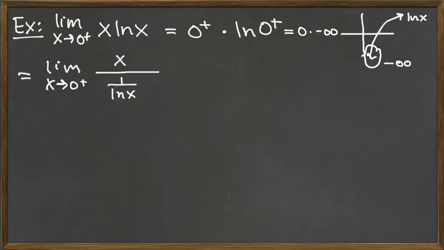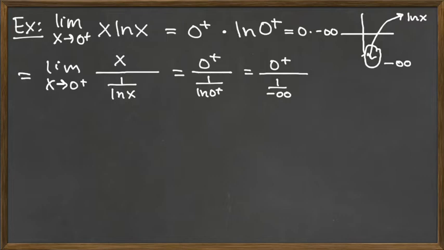And so that took the term natural log of x that was going off to negative infinity, and it flipped it and put it in the bottom. And so now when we plug in and we see what we're looking at here, we've got the 0 plus on top, but then again we've got the 1 over natural log of 0 plus in the bottom. So that would then be like a 0 plus on the top and a 1 over negative infinity on the bottom. But then the reciprocal of plus and minus infinity there is going to be 0 on the bottom. So we're really looking at a 0 over 0 indeterminate form.